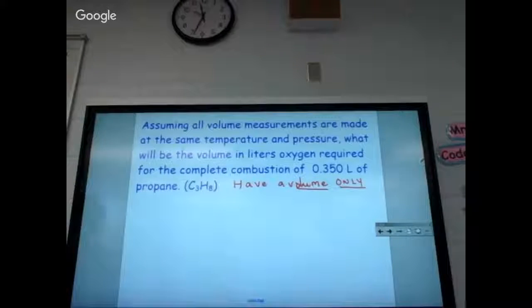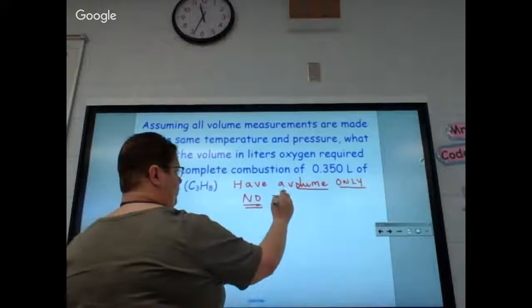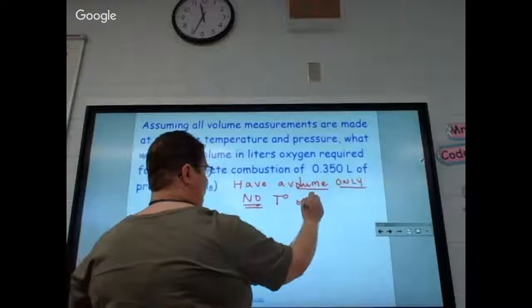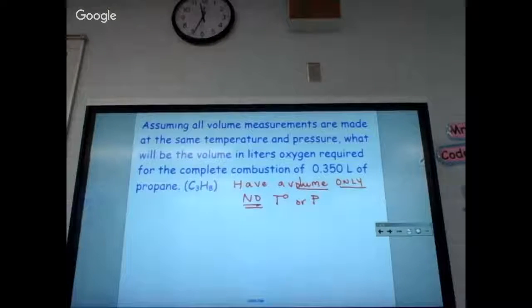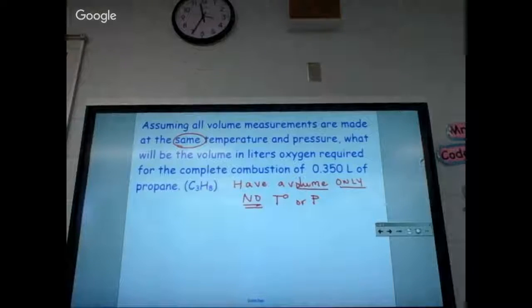Is there a temperature or pressure given? No. Okay, there's no temperature or pressure. What does it say about temperature and pressure? They're made at the same temperature. What was the key word in what you just said? Same. Okay, all it says up here is they're the same. Okay, doesn't give you one.